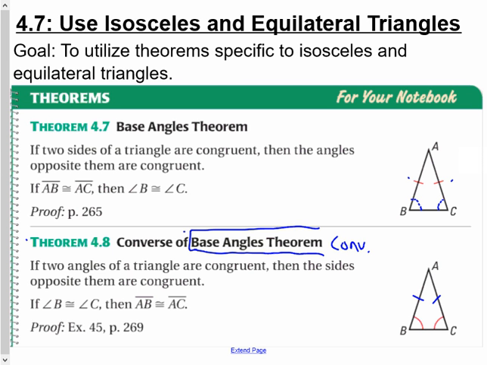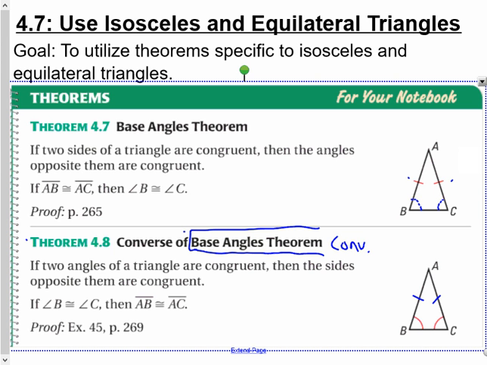First off, the main two theorems we had in this lesson are the base angles theorem. What the base angles theorem says is that if we have equal sides of a triangle, opposite of those equal sides are going to be equal angles. So in this case, AB and AC being congruent or equal will give us angle B congruent to angle C. So basically, isosceles triangles also have two congruent angles, right?